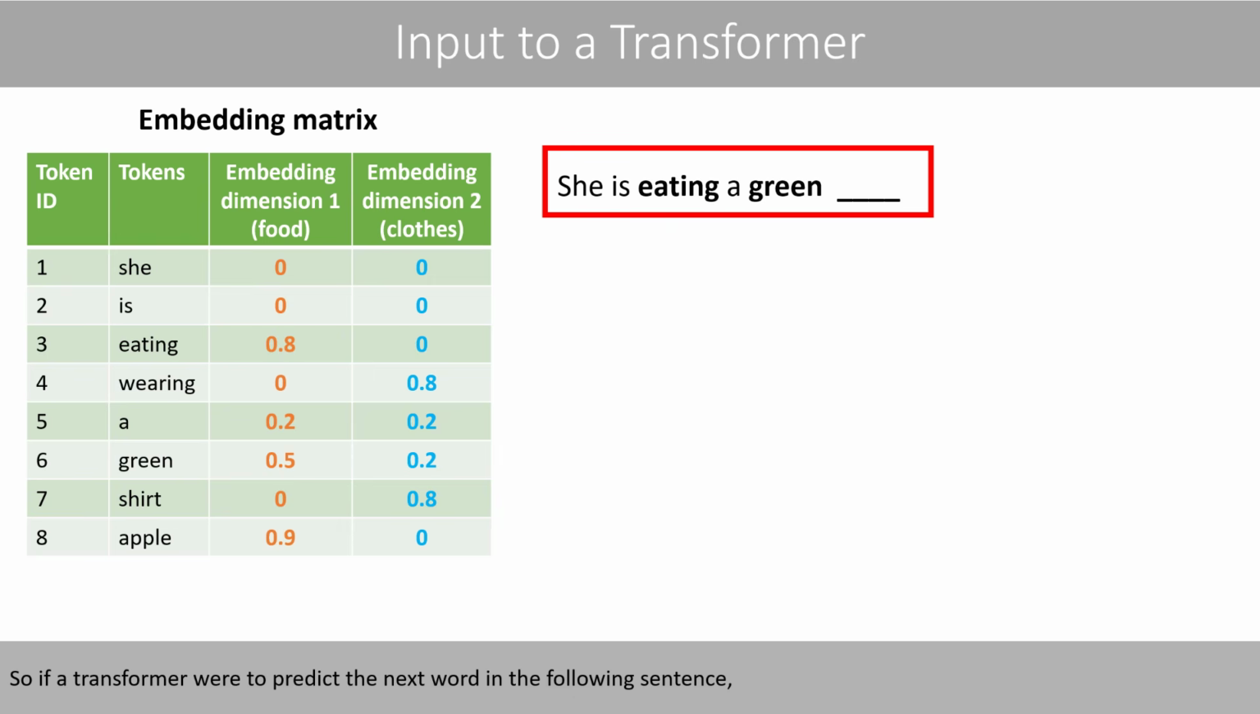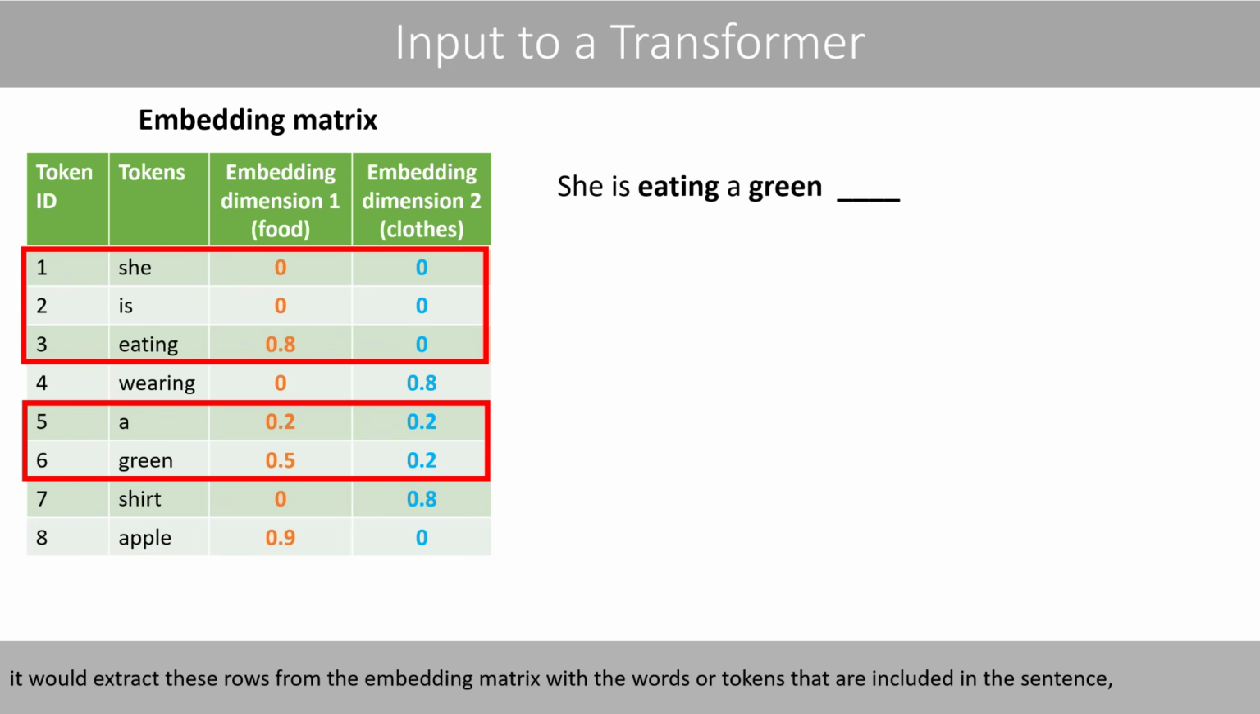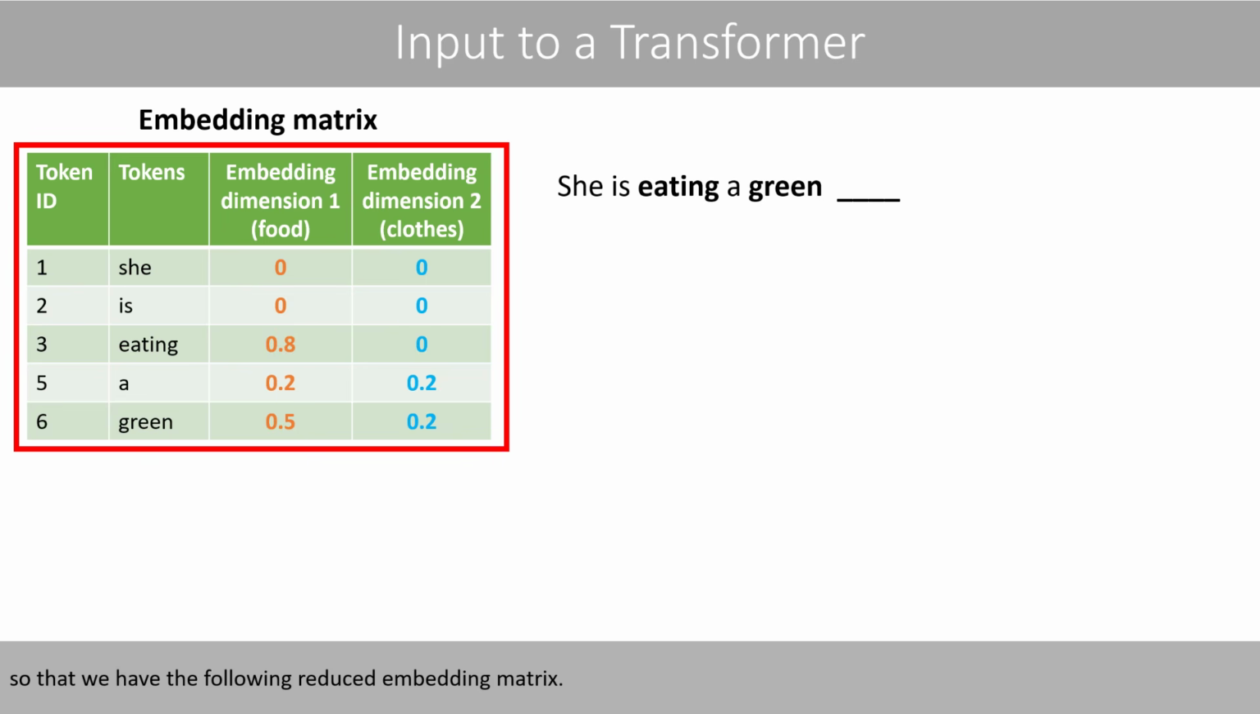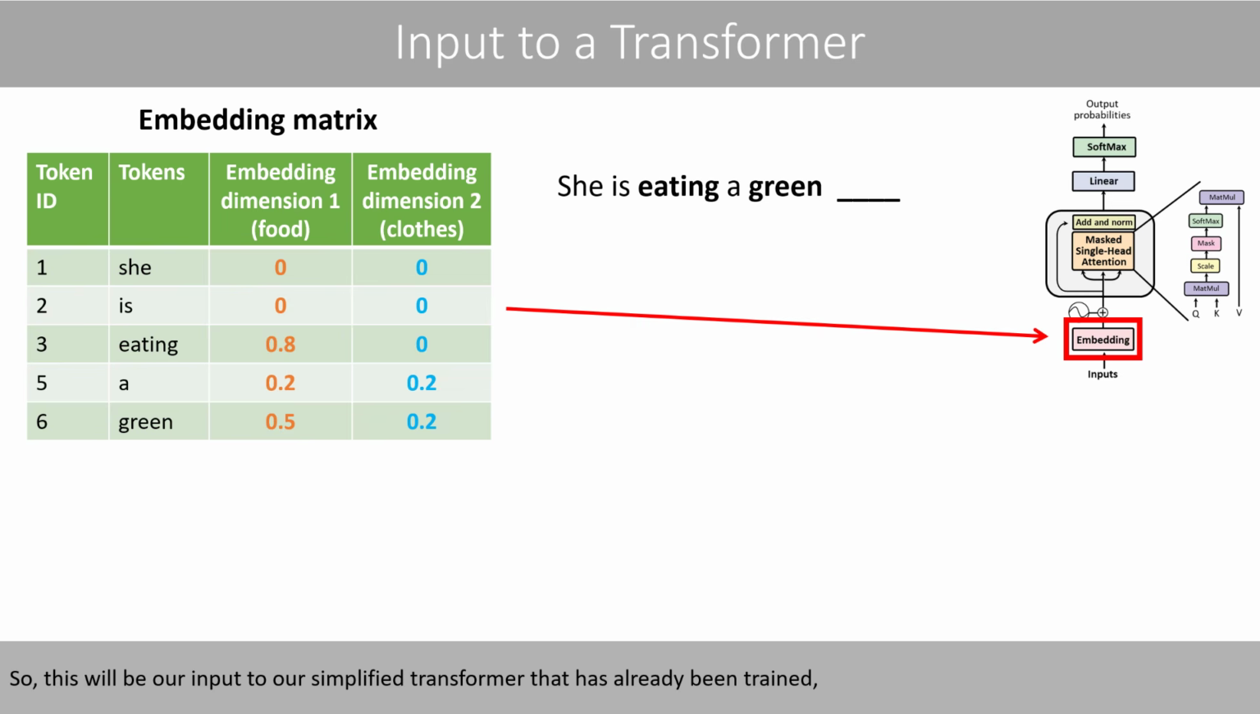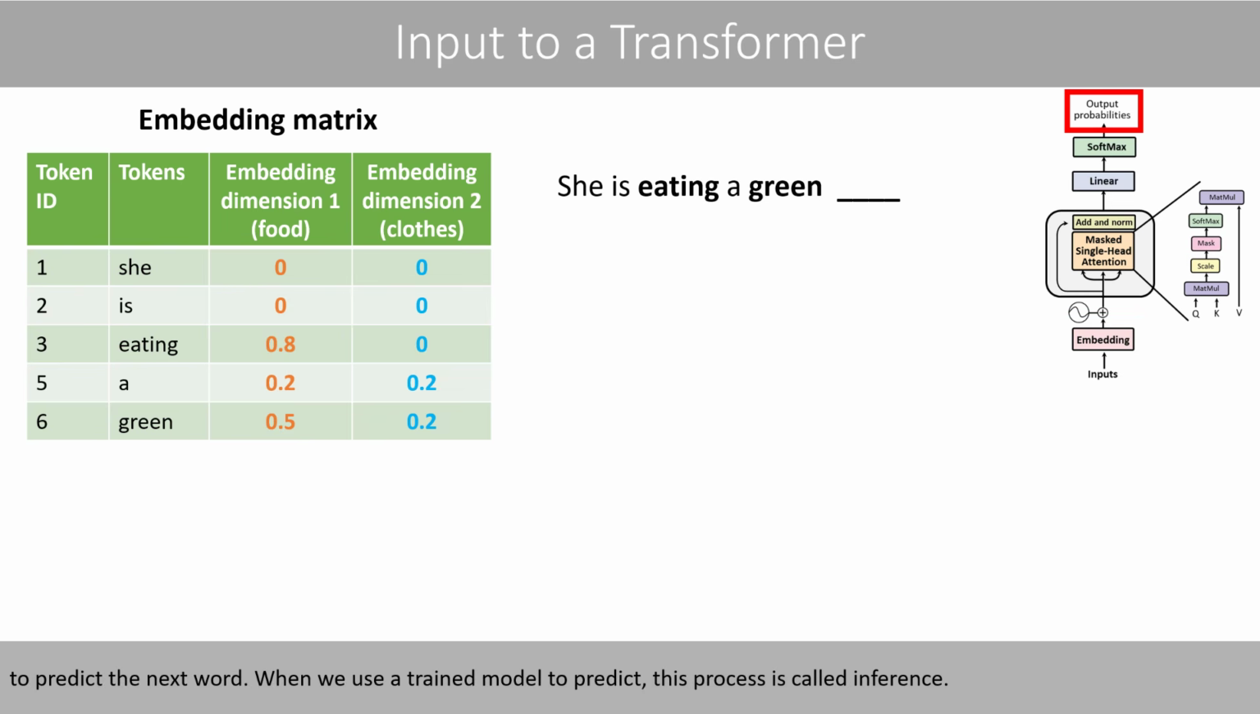So, if a transformer were to predict the next word in the following sentence, it would extract these rows from the embedding matrix with the words or tokens that are included in the sentence, so that we have the following reduced embedding matrix. So, this will be our input to our simplified transformer that has already been trained to predict the next word. When we use a trained model to predict, this process is called inference.